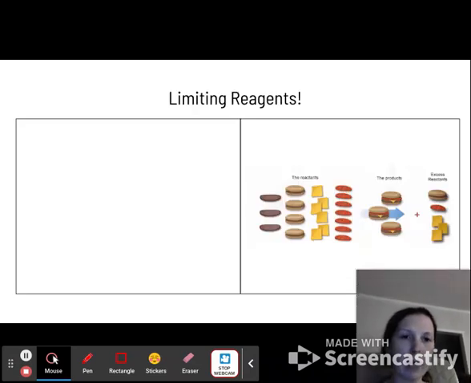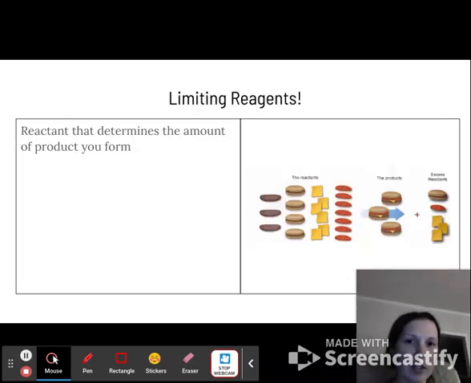So let's talk about limiting reagents. Here are some definitions you just need to know. A limiting reagent or a limiting reactant, they're the same thing, so you'll hear them either way, is a reactant that determines the amount of product that you form. So this is the one that you will run out of in a reaction. If you've got a lot of reactant A and a little bit of reactant B to form AB, once you run out of B, you can no longer form AB, right? So your reaction has to stop.